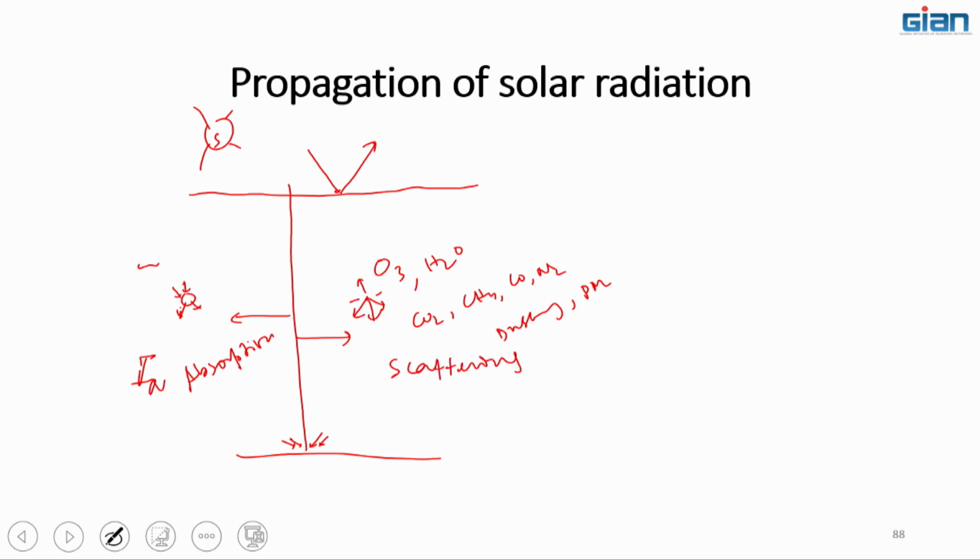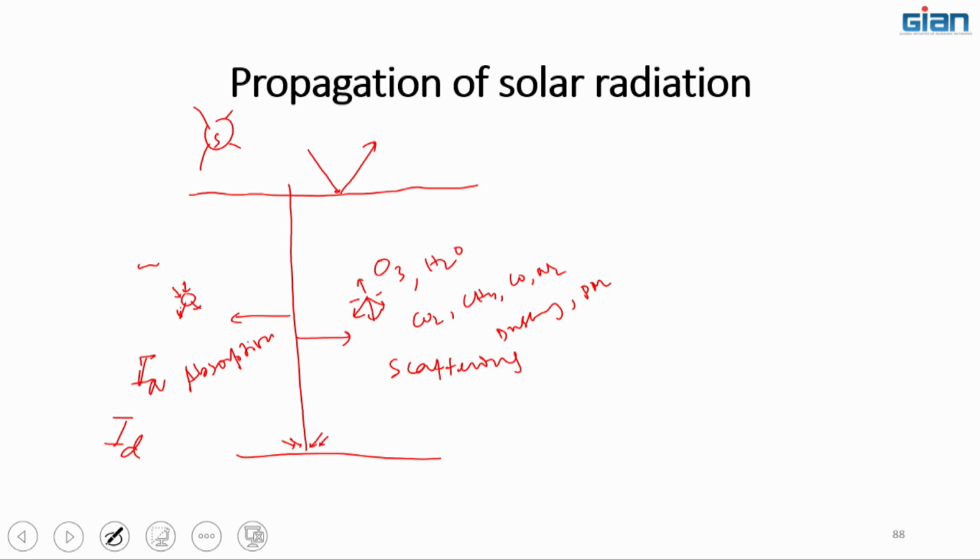So this absorption happens because of O3 and H2O present in the Earth atmosphere, and scattering happens because of all the gas molecules. You just name it: carbon dioxide, carbon monoxide, nitrogen, then some kind of refrigerant gases, and maybe particulate matter. Because of this, what happens? You will have one more radiation called diffuse radiation, Id. One is normal radiation or direct radiation, the other one is diffuse radiation.